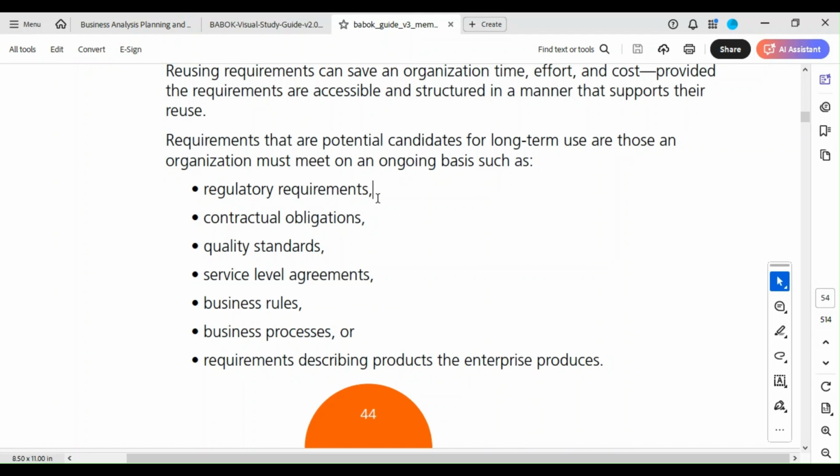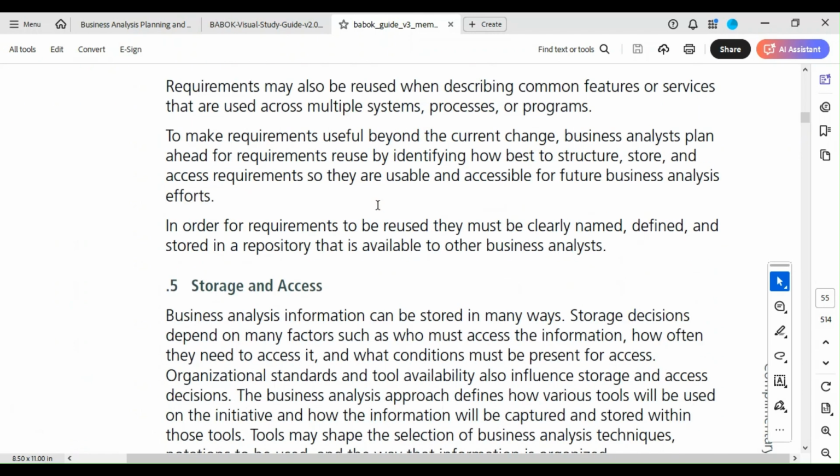So we just went through requirements that are potential candidates for long-term use. Those an organization must meet on an ongoing basis, such as regulatory requirements, contractual obligations, quality standards, service level agreement, business rules, business process, or requirements describing products the enterprise produces. So we can move on from there. Requirements may also be reused when describing common features or services that are used across multiple system processes or programs. We've touched on this, when this department wants this and that department wants that, it's going across board.